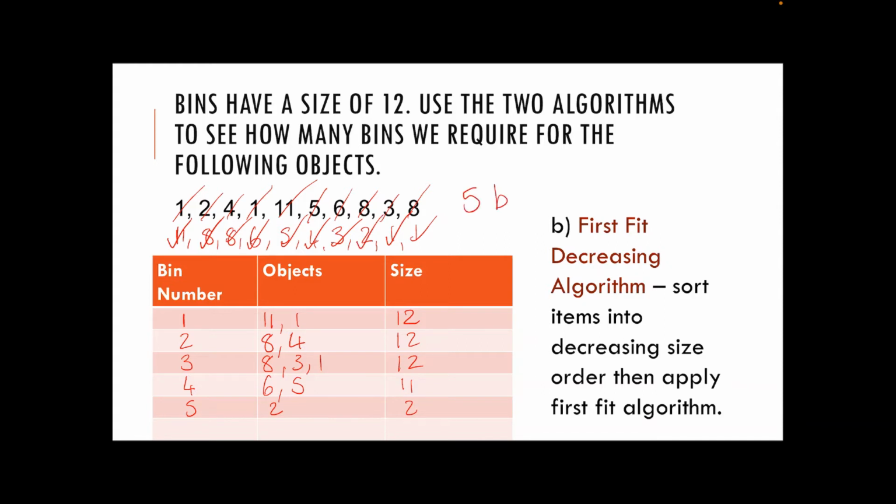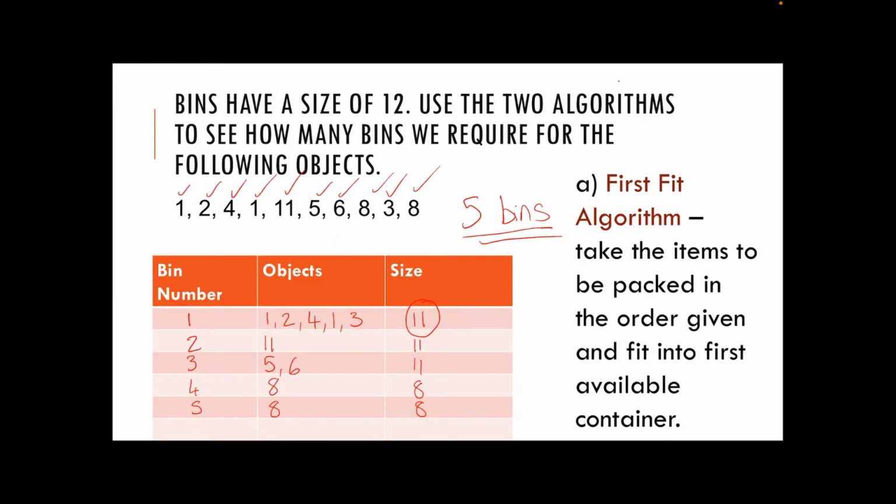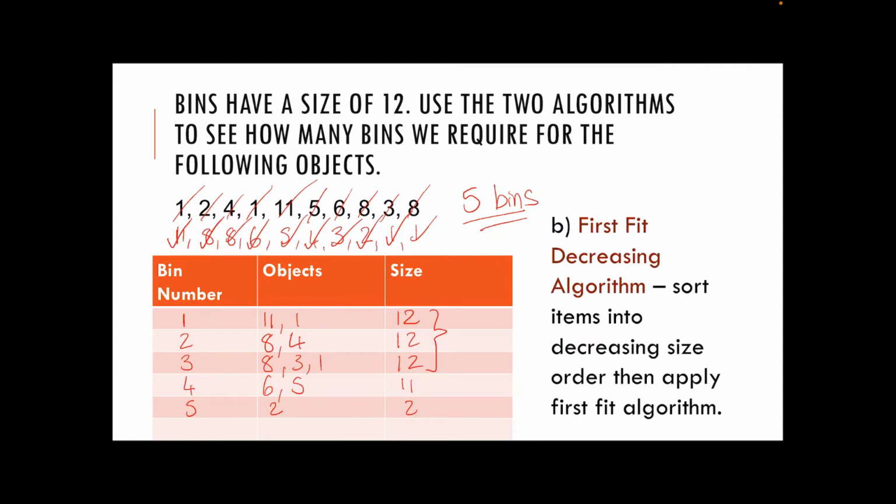So we would need 5 bins if we did the first fit decreasing algorithm, but we can see here that it's slightly more effective because we are filling the bins up to the max that we can. In our last example, we didn't have any that went up to 12. 11 was the highest that we got just from the order that we were giving them in. So the first fit decreasing and the first fit algorithm can give you different answers each time.